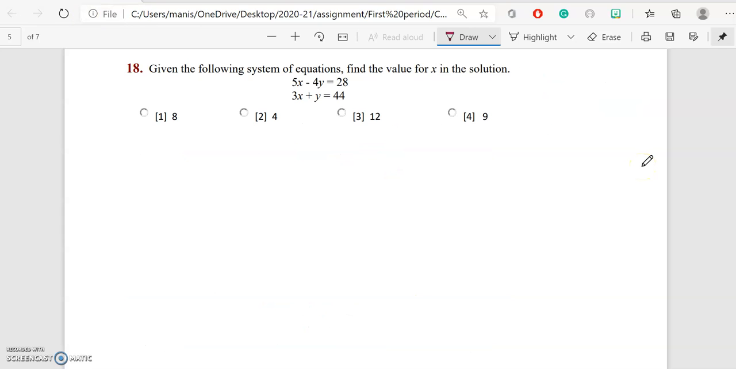Given the following system of equations, find the value of x in the solution. So we have been given a system of equations. A system of equations means you have more than one equation. Now in order to find the value of x, first of all you have to get rid of y. So how can I get rid of y?